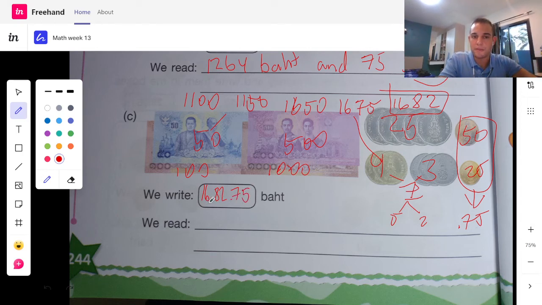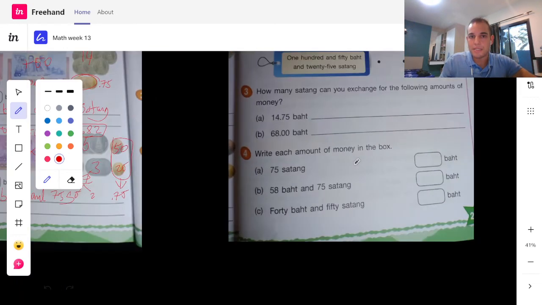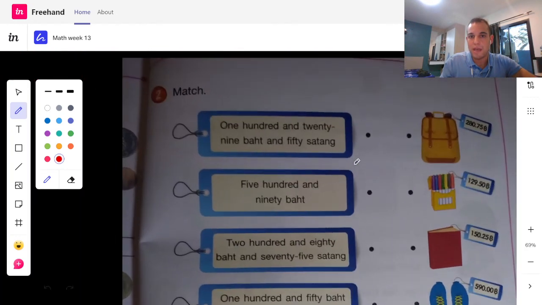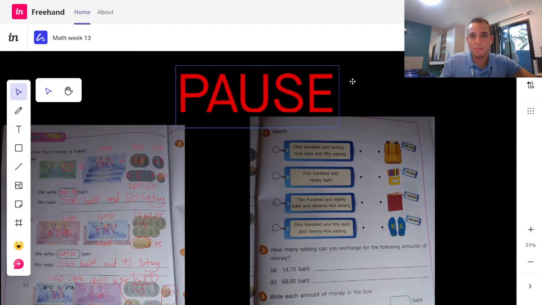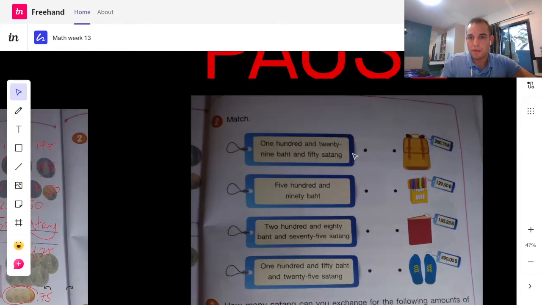1,682.75, or 1,682.75. And how do we write it? 1,682 baht and 75 satang, for short, S. Okay. All right. So let's take a quick look. We got some matching here on the next page. So let's pause it now and do the matching. Ready? Go.